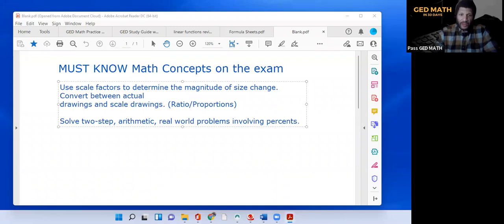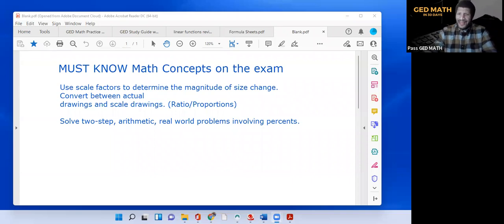Every single exam. So what I'm trying to give you are those questions that are guaranteed. These are the ones that have to do with ratios and proportions, because we should know that a percent is really a ratio. 85% is 85 out of 100, or 85 to 100. I don't know if you are familiar with that.